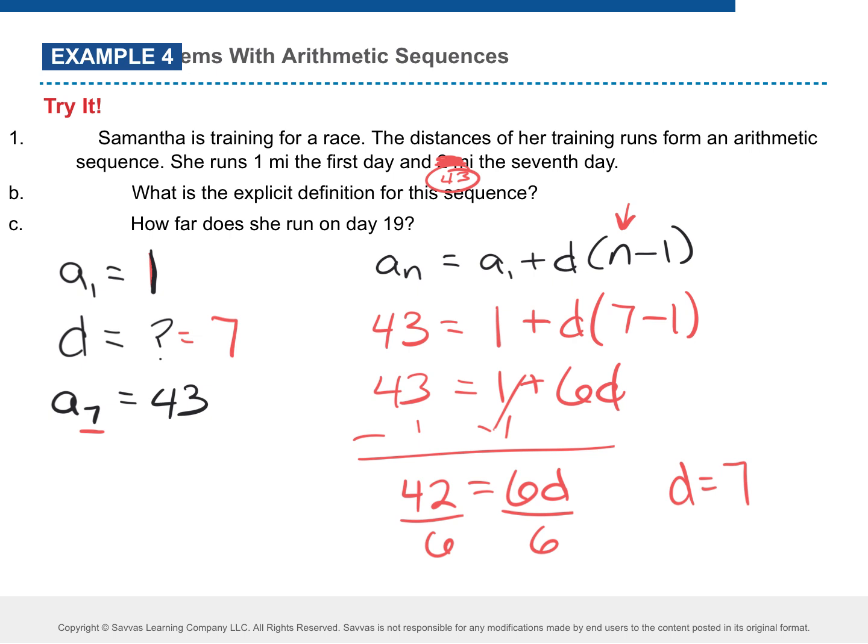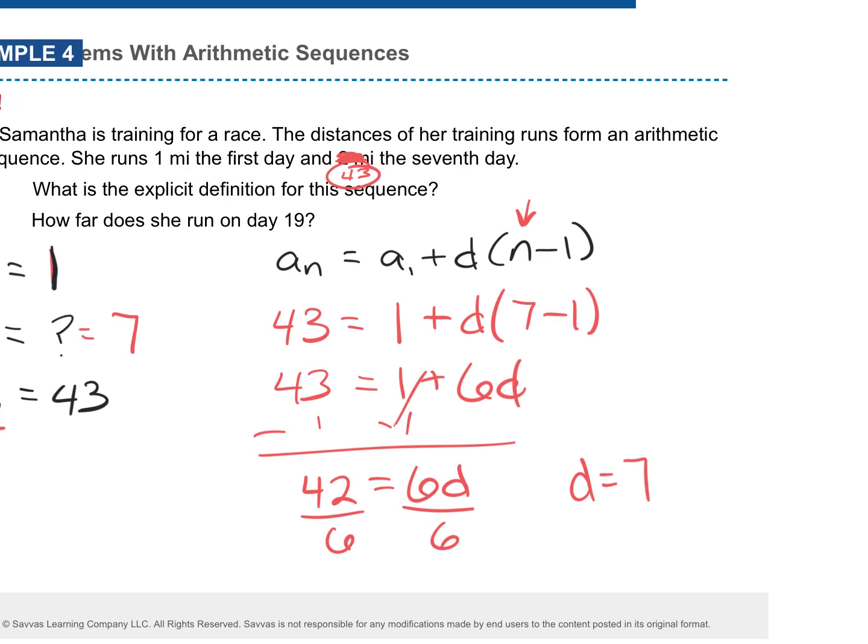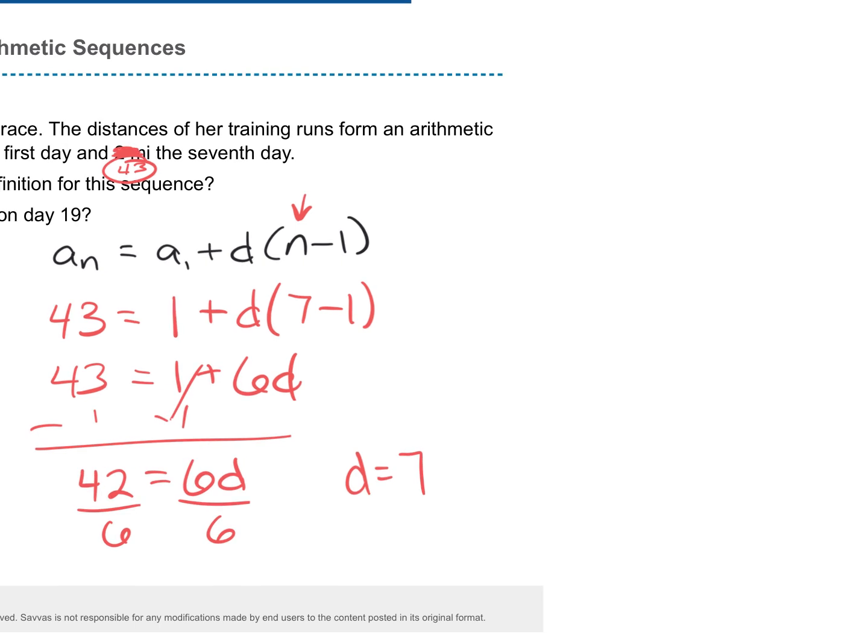Now, could we find any other term in the sequence? Yes. Because we have A1 and we have the difference, right? So we have both of those terms. We can find any term in the sequence. Go find what she ran on day 11. Nope, day 11. What did she run on day 11? So you're looking for A11.